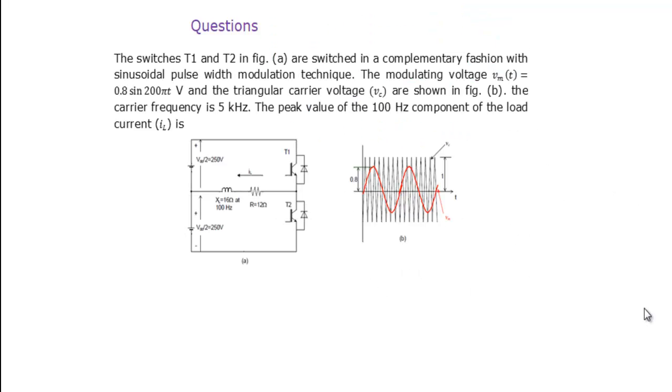Moving on to the next question. The switches T1 and T2 in figure A are switched in a complementary fashion with the sinusoidal pulse width modulation technique. This is a pulse width modulation technique. So you can see that.